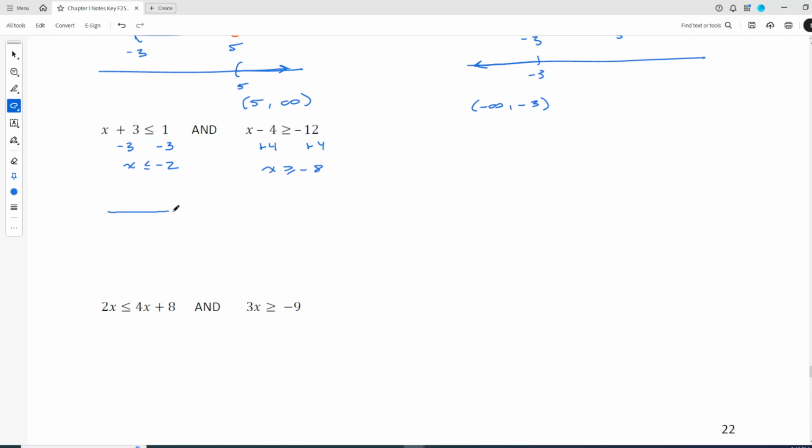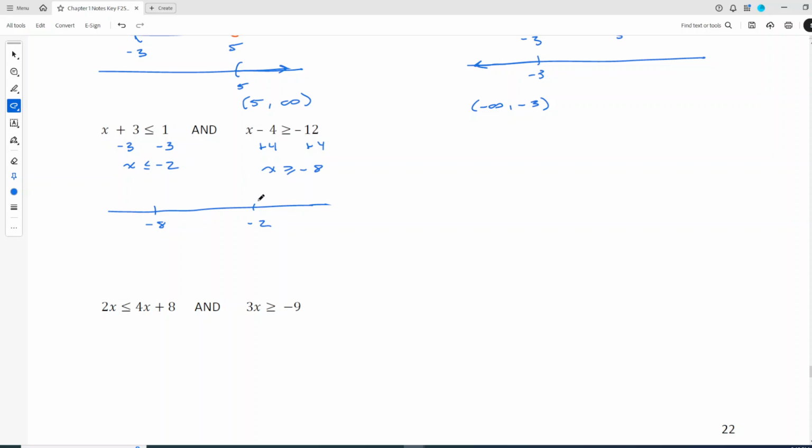Then I'm going to sketch these two inequalities. Now here's the very important thing. Which number is smaller, -2 or -8? Even though you solve this one on the left, x is less than or equal to -2, -8 is smaller. So put the -8 over here, put the -2 over here. Always make sure they're in the order of the number line. Then we're going to graph this.